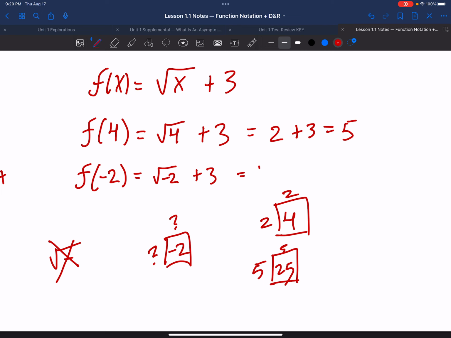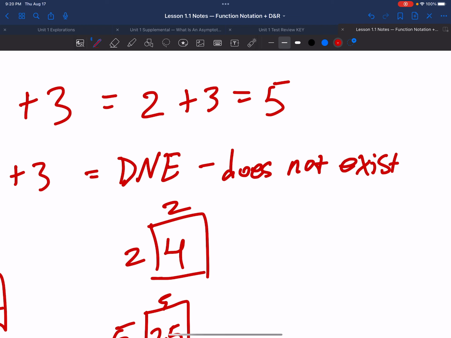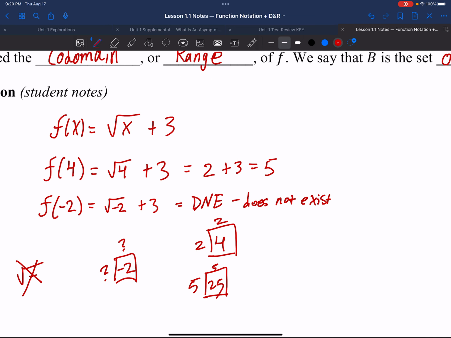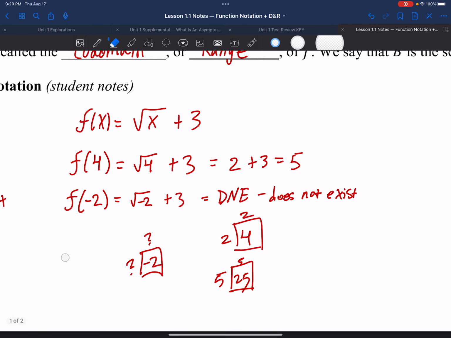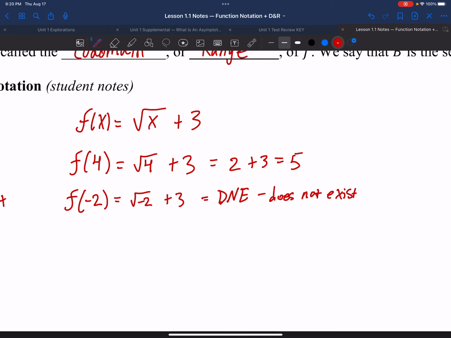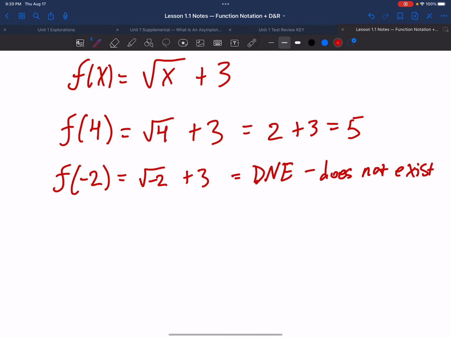So actually, we say DNE, which means does not exist. All right? Okay. Does not exist. Okay. Because square root of negative 2, it's not a real number. So I can't actually end up evaluating that. Okay, let's do another one.